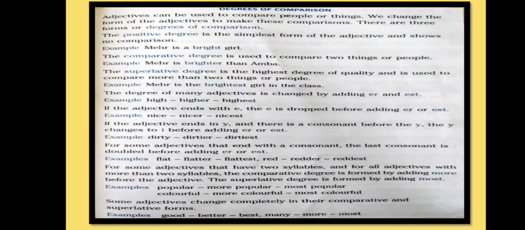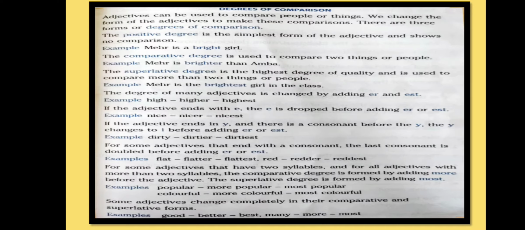Like that, there will be beautiful. Beautiful. How many syllables are there? Beautiful. So three syllables are there. So it will be more beautiful and most beautiful. Now let's see precious. It will be more precious and the most precious. Loyal, more loyal, and the most loyal. Grateful, more grateful and most grateful. Respectable, more respectable and most respectable.